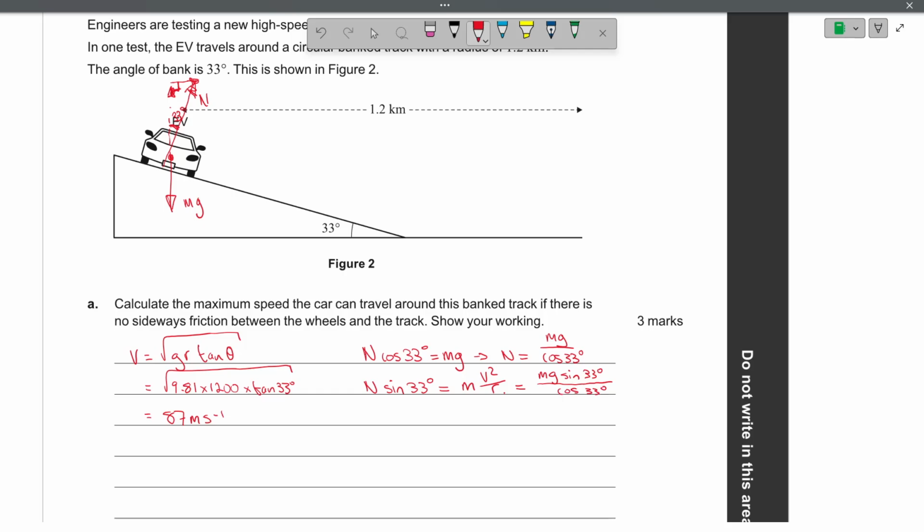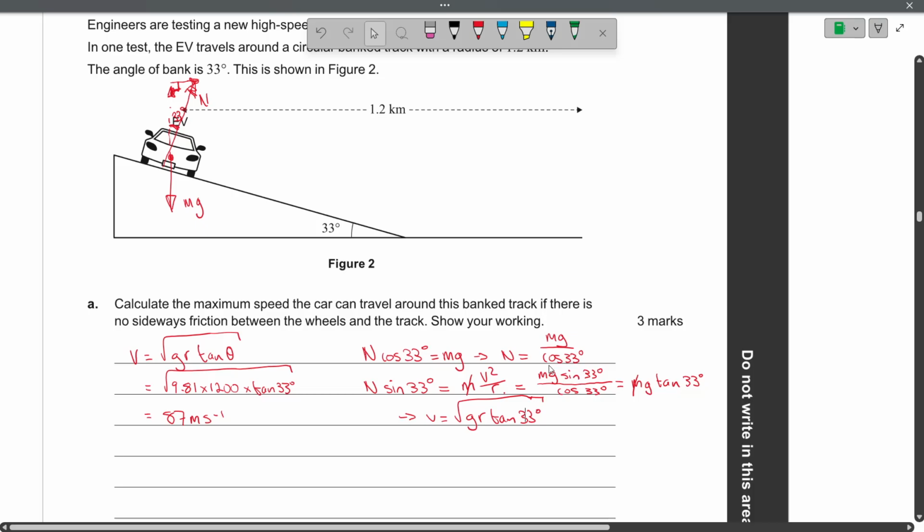Hopefully you have been taught that sine over cos is equal to tan. So this ends up being mg tan 33 degrees. Hopefully now you can start to see where this formula comes from. Notice that there's an m on both sides, so I can get rid of that, bring the r over and then root the whole thing, and so I end up getting v equals the square root of g times r times tan 33 degrees. If you sub in your g and your r, then we go back to where we started and we get the 87 meters per second.